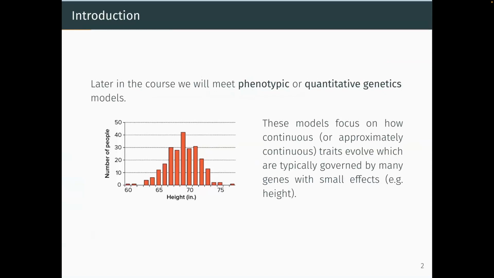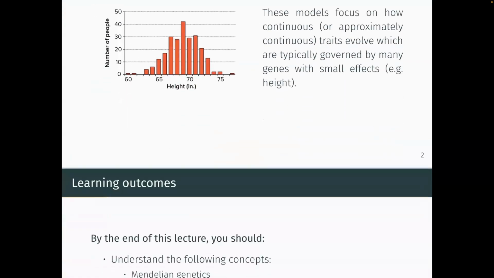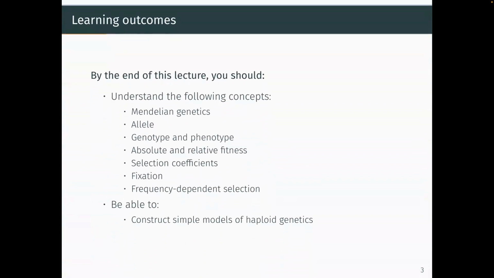Later in the course, we're going to be thinking about phenotypic or quantitative genetics as well. So these you can think of generally as more like continuous traits, or traits that are often approximated as being continuous. They might be controlled by genes with many small effects. They might also genuinely be continuous, like your height, which is determined by both your genes and the environment. But often we can also model certain other traits that are controlled by many different genes as being roughly continuous. So we'll be talking about those types of models a little bit later in the course.